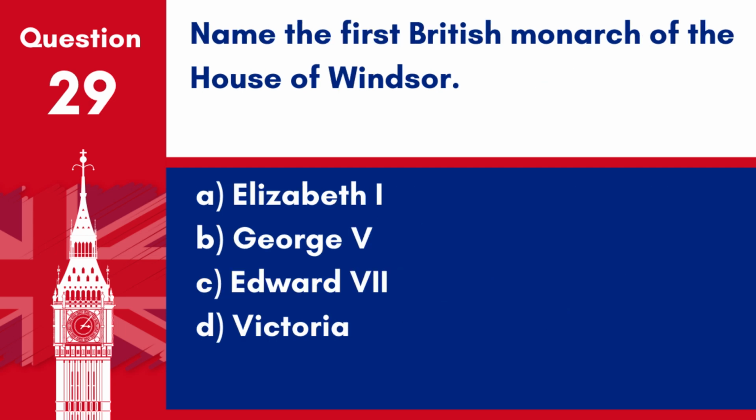Name the first British monarch of the House of Windsor. A. Elizabeth I. B. George V. C. Edward VII. D. Victoria. Answer: B. George V. King George V was the first British monarch of the House of Windsor, changing the family name from the House of Saxe-Coburg and Gotha in 1917.